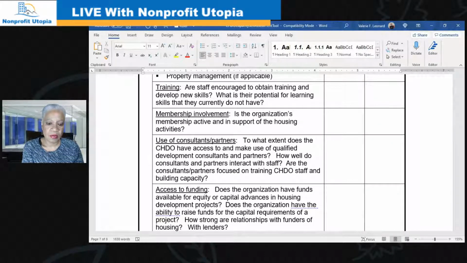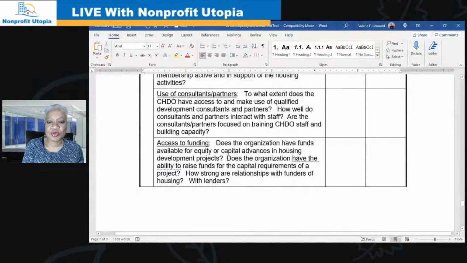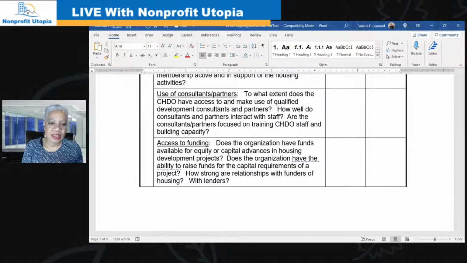And when you look at consultants and partners, to what extent does the CHurl have access to and make use of qualified development consultants and partners? And how well do the consultants and partners interact with staff? And are the consultants and partners focused on training CHurl staff and building capacity? So this doesn't necessarily have to be limited to folks who are doing housing. This is for any organization.